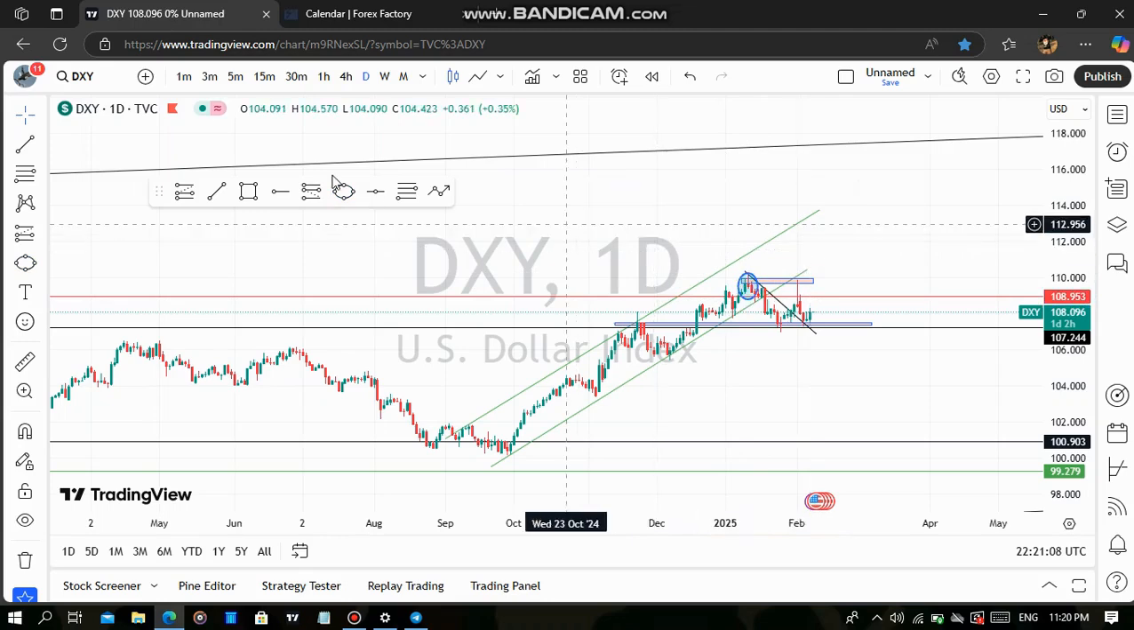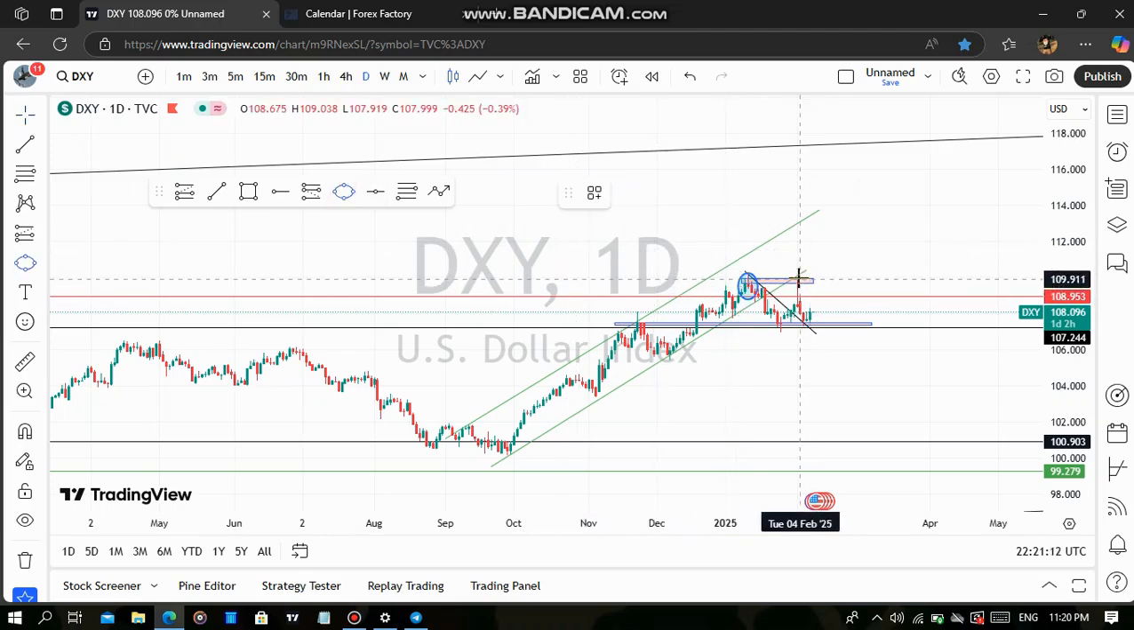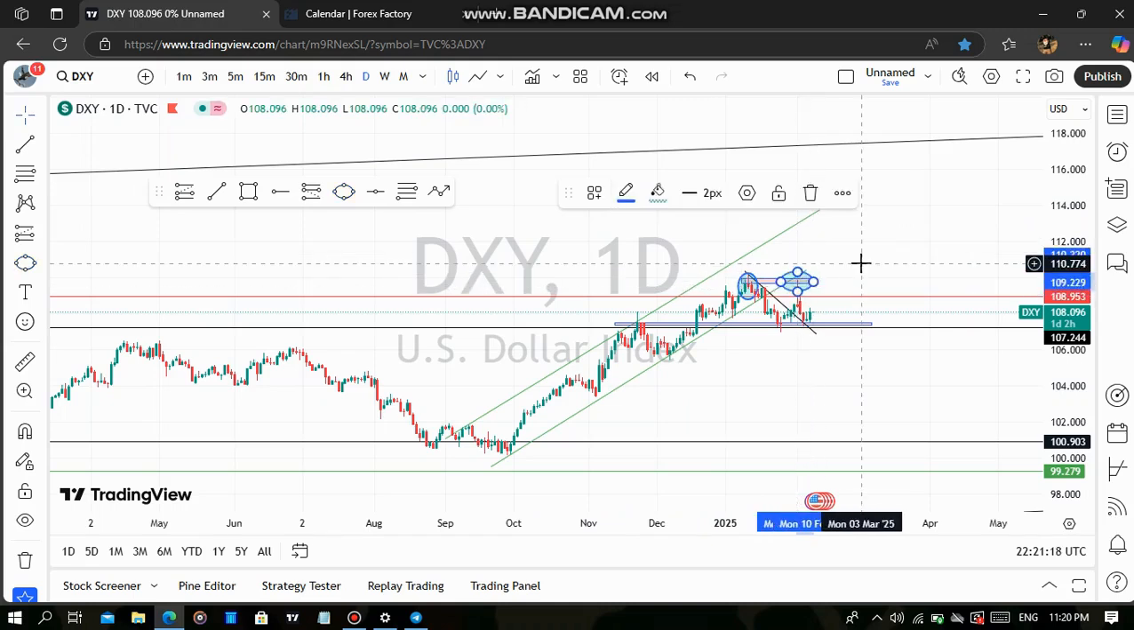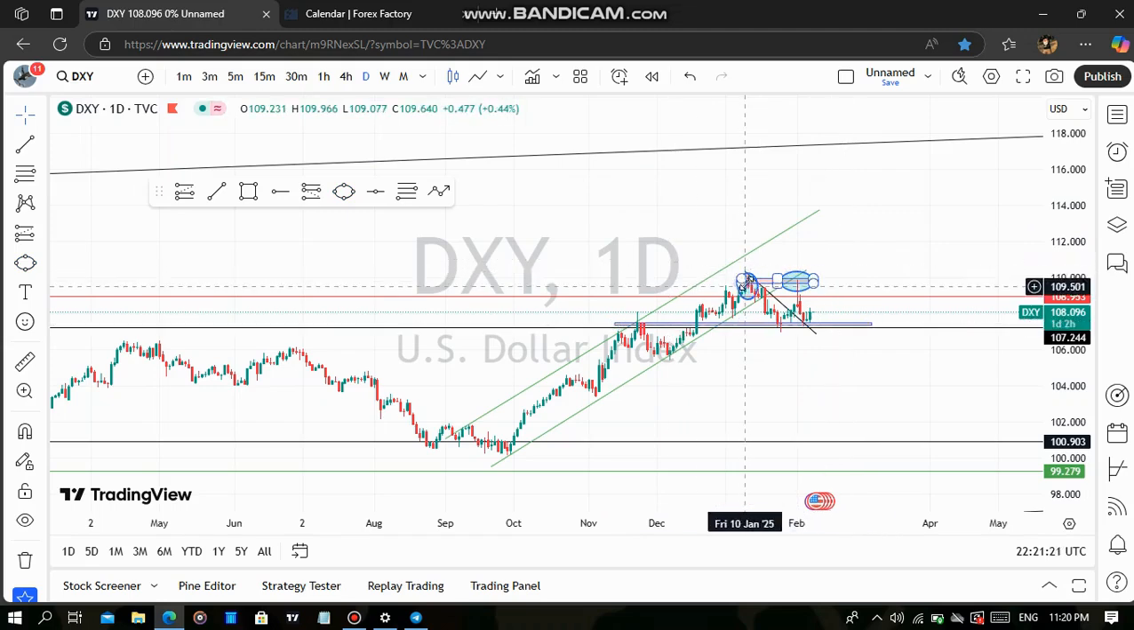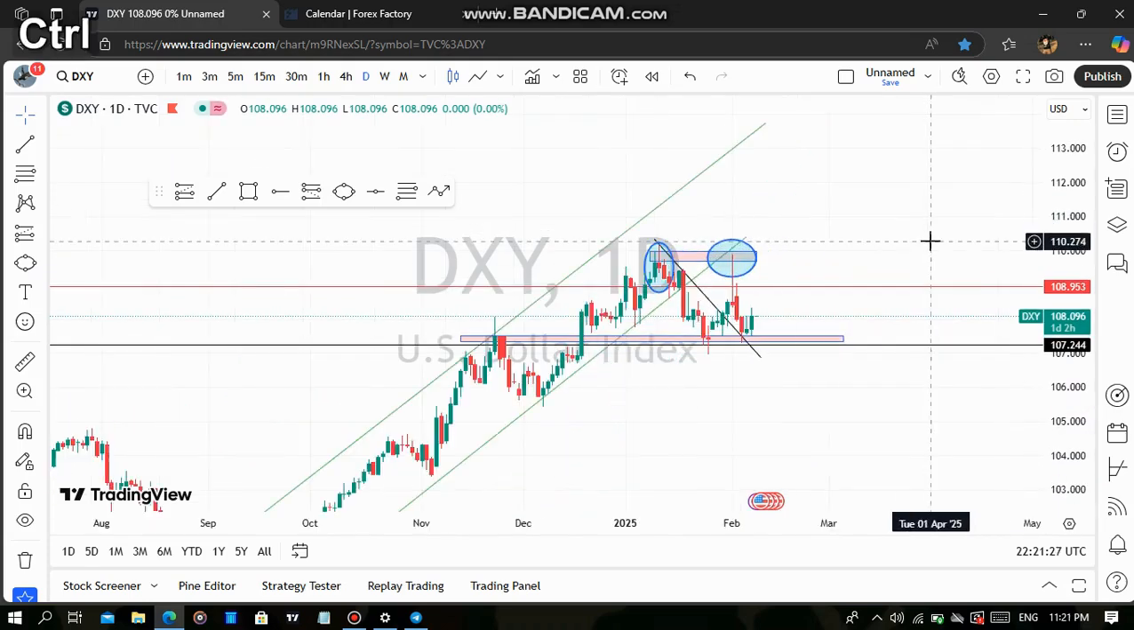That's the first top there. Then the second top. You can see the second top here. So this is a double top. This is the first top and second top. That is a double top. We can see it clearly.